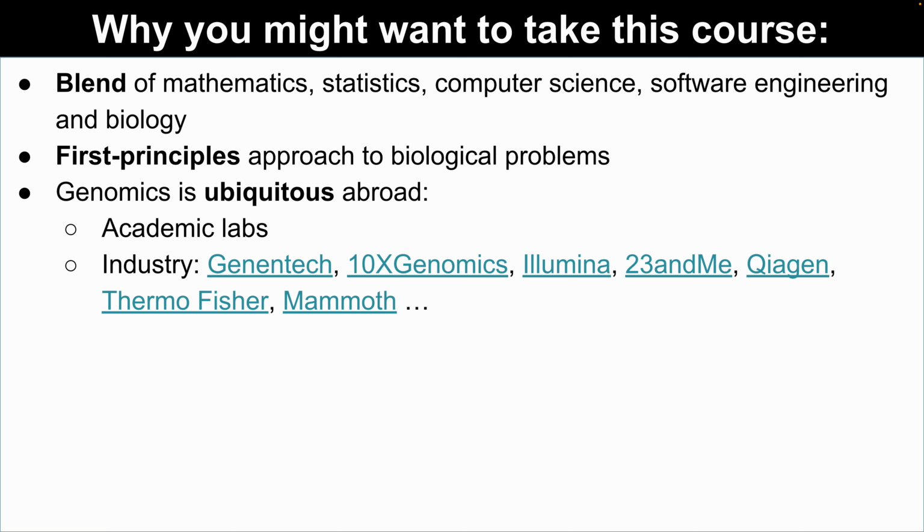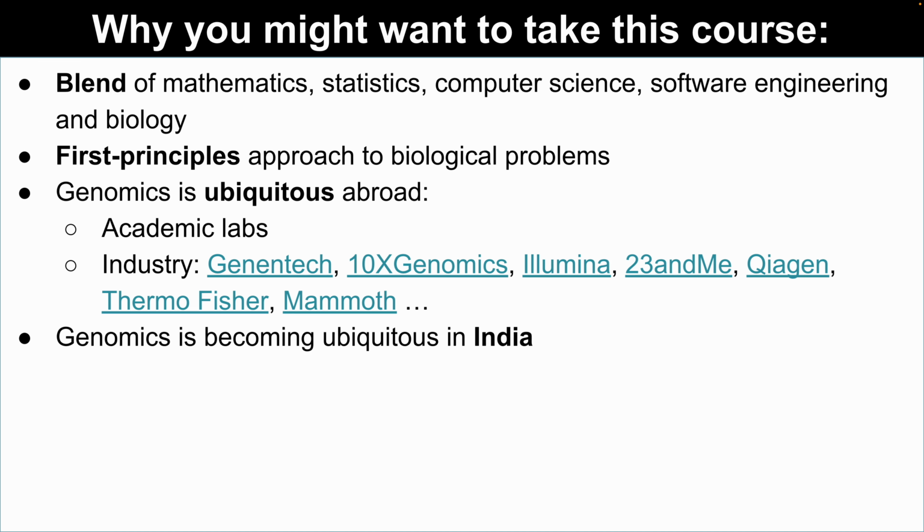Those of you who are planning to go for grad schools or planning to work for companies outside, you can work in academic labs. You can go and work in industries, Genentech, 10x Genomics, Illumina. This is not an exhaustive list. All the pharma companies, for example, are missing. A lot of pharma companies do use a lot of genomics in designing drugs, for example. It's also becoming ubiquitous in India.